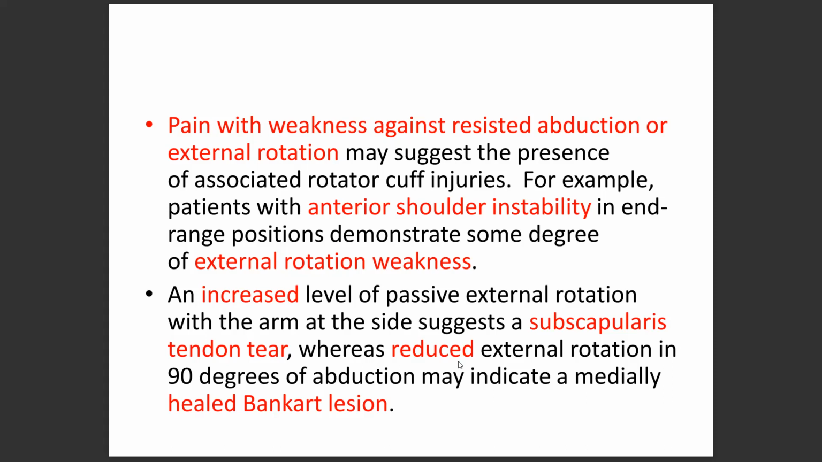An increased level of passive external rotation with the arm at the side suggests a subscapularis tendon tear, whereas reduced external rotation at 90 degrees of abduction may indicate a medially healed Bankart lesion. These points are very important to remember: when external rotation is limited, and that limitation is present only when the patient brings the arm into 90 degrees of abduction, what does it indicate? It indicates a medially healed Bankart lesion.